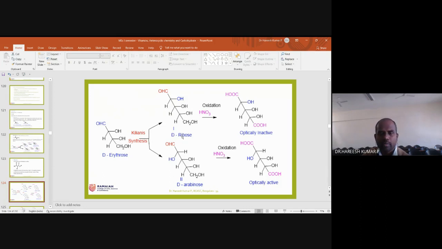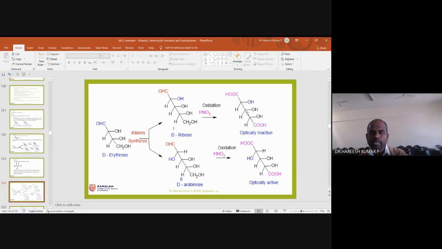Once you get ribose as well as arabinose, both compounds are subjected to oxidation. Oxidation means treating with nitric acid, HNO3. So what is happening here? An aldehyde, CHO, is converted into carboxylic acid. Similarly, this primary alcohol is also converted into carboxylic acid. That means a diacid is obtained.